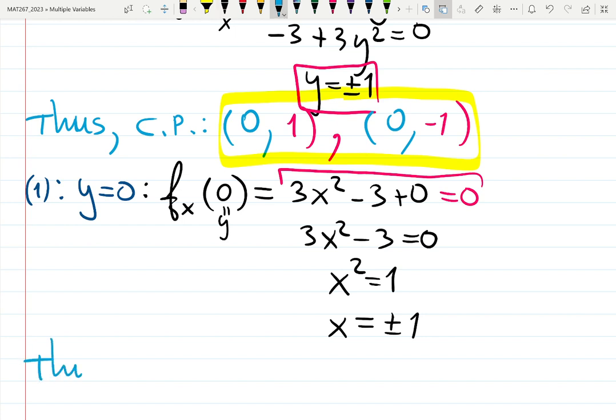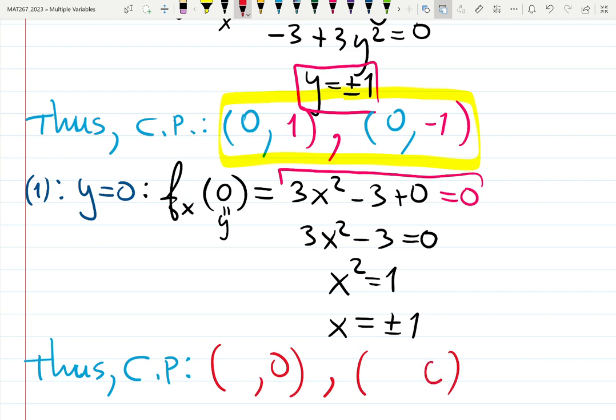Thus, we have 2 more points. Critical points: this time we fixed the y variable. Y was 0, and we were looking for x. So I will write it down like this: y is 0, y is 0. And then in blue, let me wait a little bit. I think it's too fast. Let me know if I'm moving too fast.